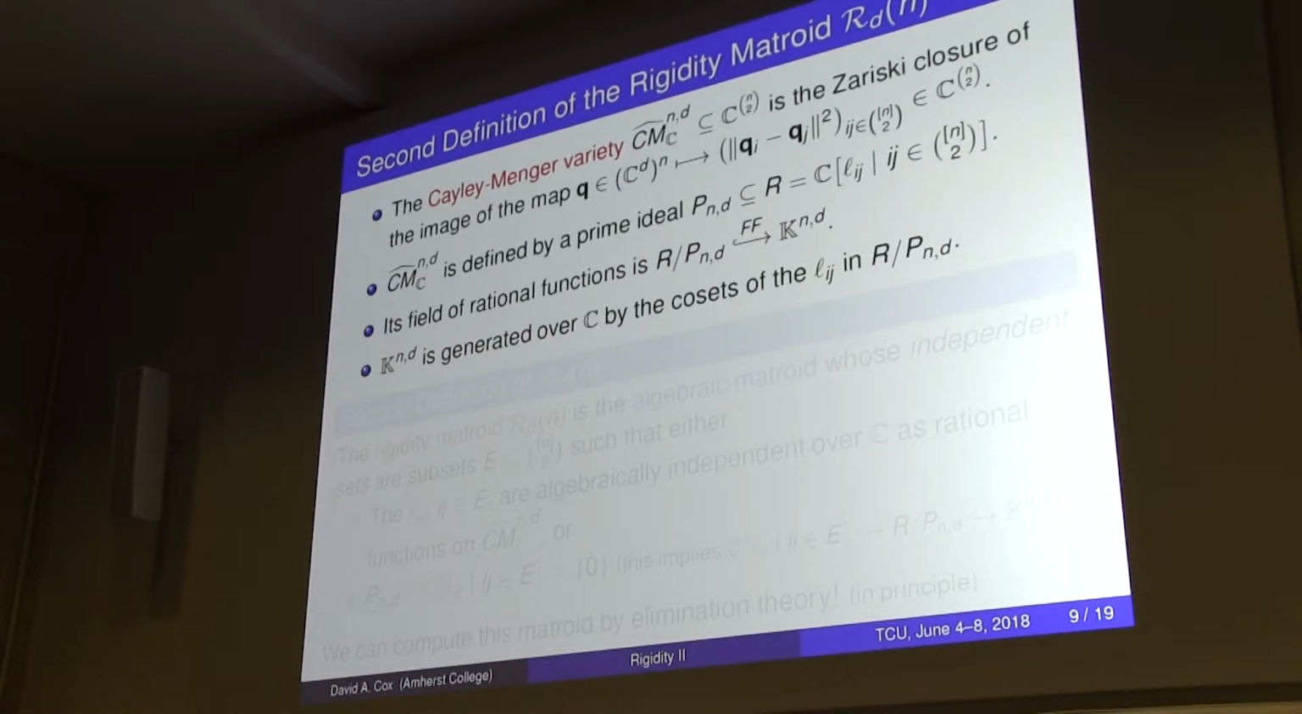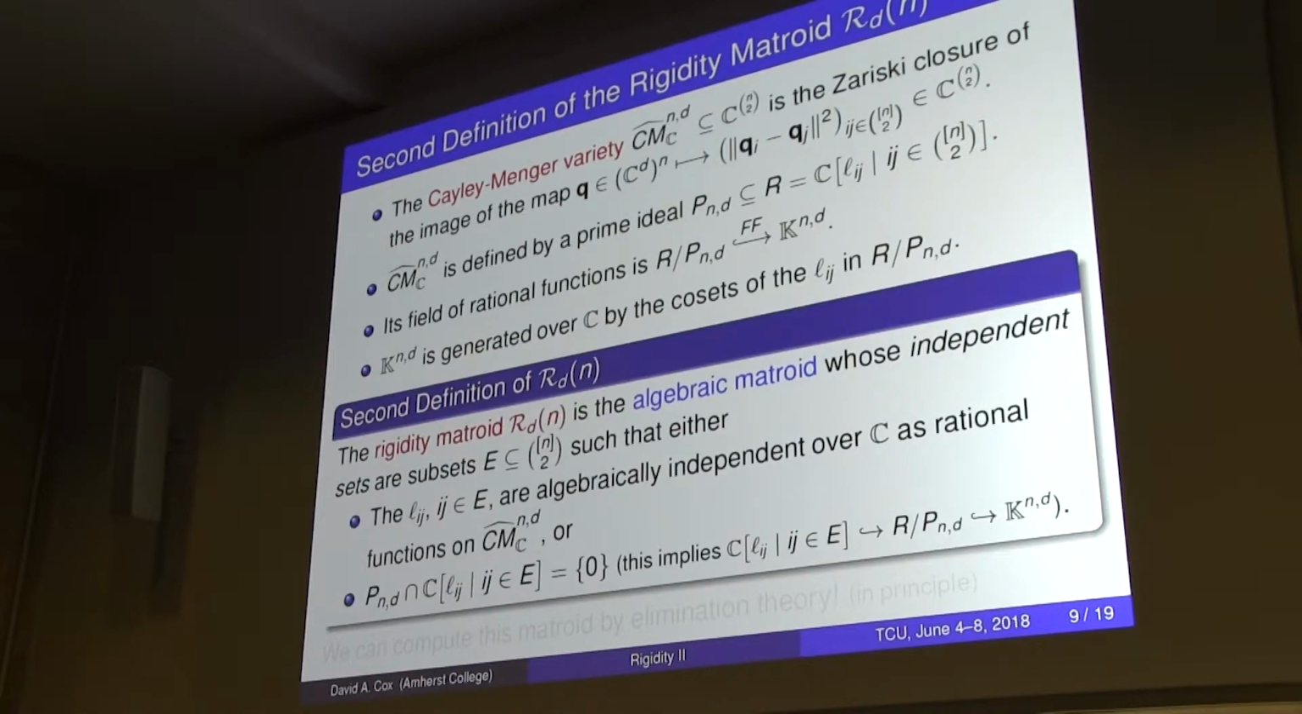So now I have a field, an extension, and a bunch of elements in the bigger field. So I get an algebraic matroid. And the second definition is that the rigidity matroid is the algebraic matroid whose independent sets, again, I'm going to think of them as subsets of n choose 2, and there are 2 ways to think about them. If you think about just the actual definition, it's a collection that are algebraically independent over C when I regard them as rational functions on the Cayley-Menger variety. So again, that's just the definition of an algebraic matroid.